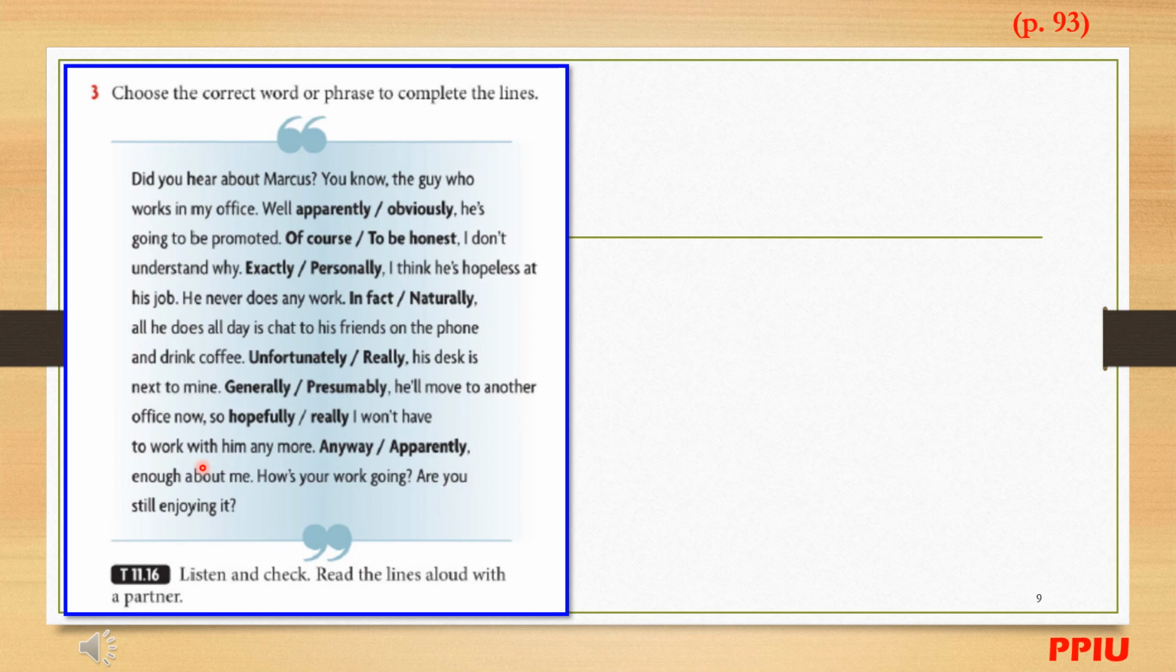Tape script 11.16. Did you hear about Marcus? Mm-hmm. You know, the guy who works in my office. Well, apparently, he's going to be promoted. To be honest, I don't understand why. Personally, I think he's hopeless at his job. He never does any work. In fact, all he does all day is chat to his friends on the phone and drink coffee. Unfortunately, his desk is next to mine. Presumably, he'll move to another office now, so hopefully I won't have to work with him anymore. Anyway, enough about me. How's your work going? Are you still enjoying it?